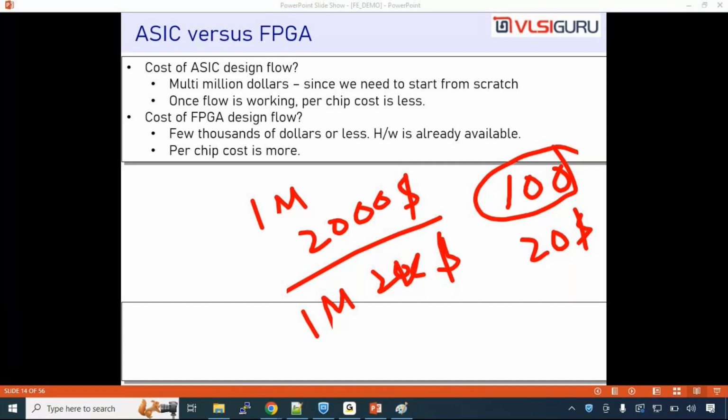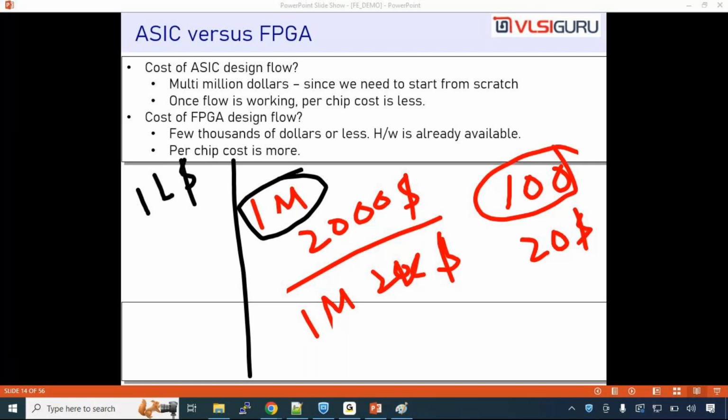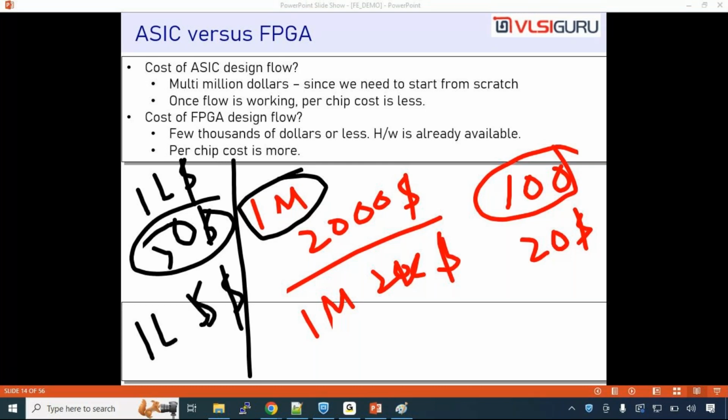Whereas in case of FPGA, the initial cost will be very less. It won't be 1 million. Let's say it is $1 lakh. Relatively cheap, I mean, 10 times smaller, right? 10 times less than the ASIC. But the per chip cost will be higher. Per board will cost you $50. So overall, for 100 boards, how much do you need? $5,000, right? 50 into 100. So you need 1 lakh 5,000 dollars.